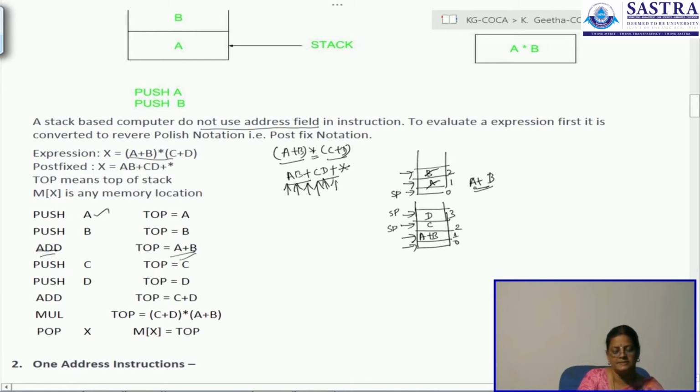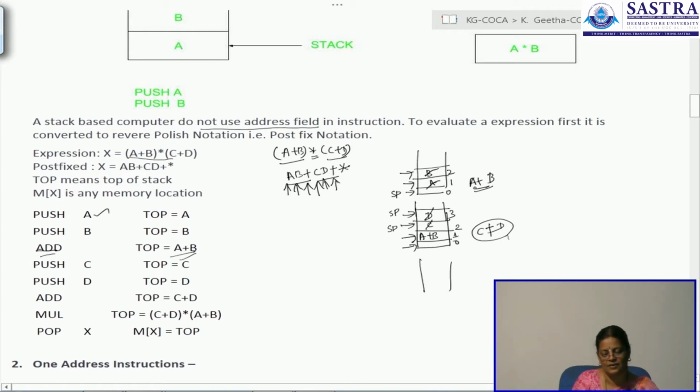Now what happens? I have plus. Plus means I have to pop the top two operands. So the top two operands are C and D, so I will take D out and then I will take C out, okay. Then I will apply the operator plus, okay. So I will get the answer C plus D, so that will be pushed into the stack.